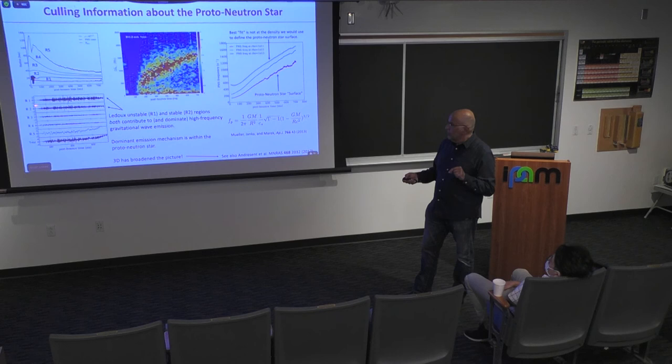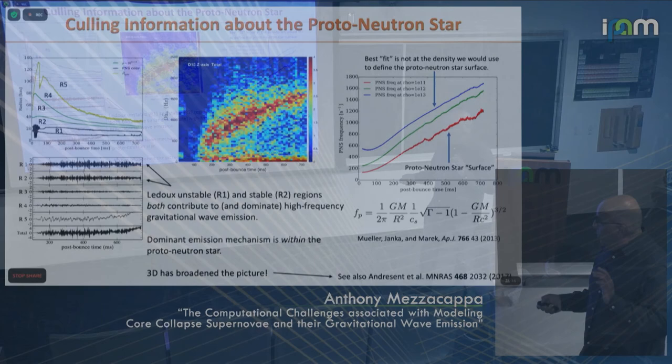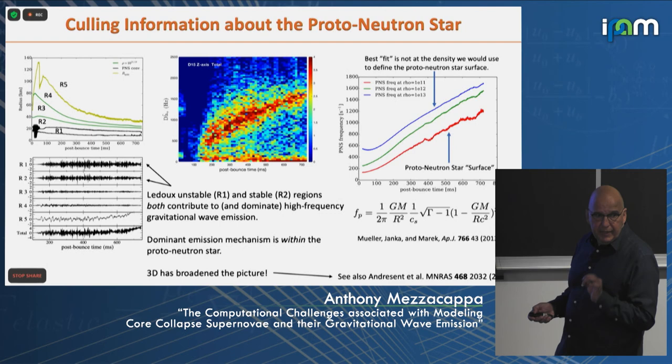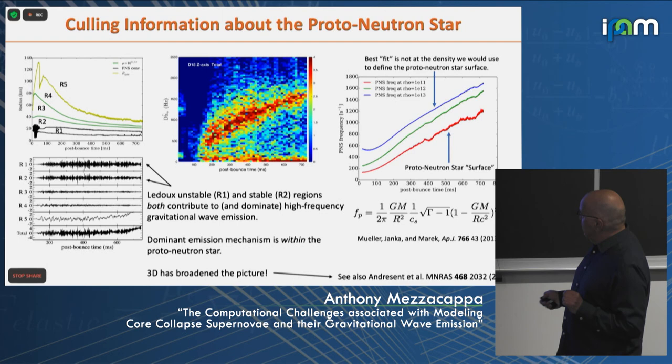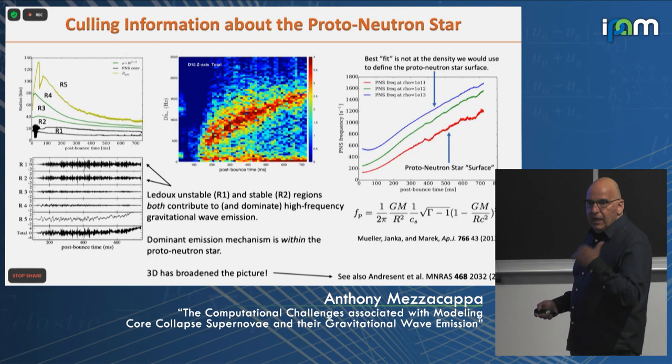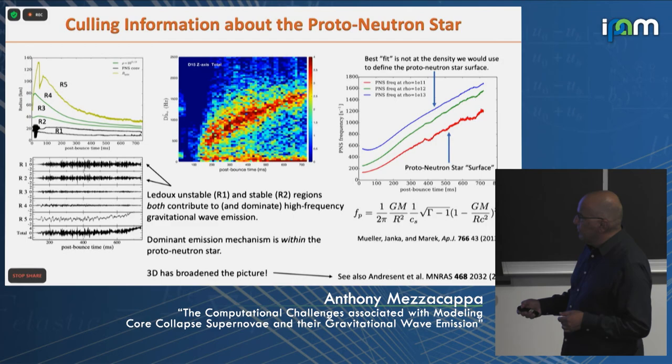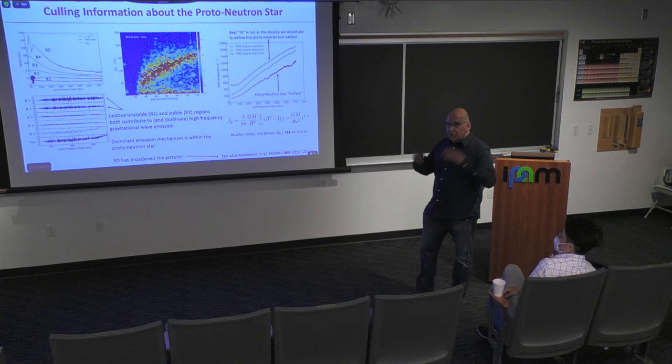So first of all, both of these regions contribute to the gravitational wave emission, clearly, and Andresen et al. agrees with that. Who says which one dominates, we differ, but the bottom line is both contribute significantly to it, okay? Now, the Brunt-Väisälä frequency, which is the basis of this formula from Müller et al., is based on the assumption of buoyancy-driven oscillations, which is valid for this region, not for this. The Brunt-Väisälä frequency in the unstable case is a growth rate. It's not an oscillation frequency, okay?